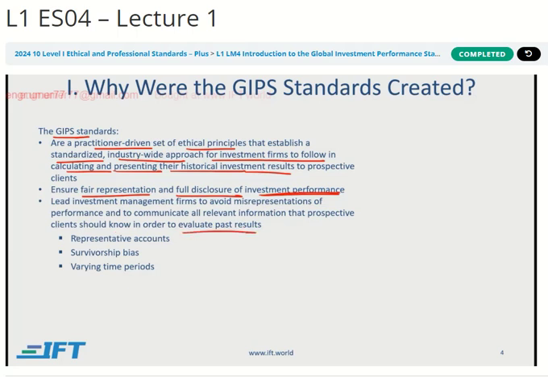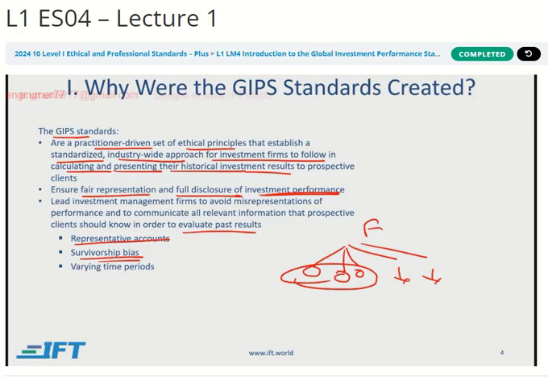Before the GIPS standards, there were several ways in which firms might have misrepresented past information. One mechanism is to use representative accounts. So if a given firm is managing many accounts, in order to present itself in a positive light, what the firm might do is only showcase the top performing accounts and ignore the accounts that did not do so well. So the use of representative accounts is not allowed under GIPS.